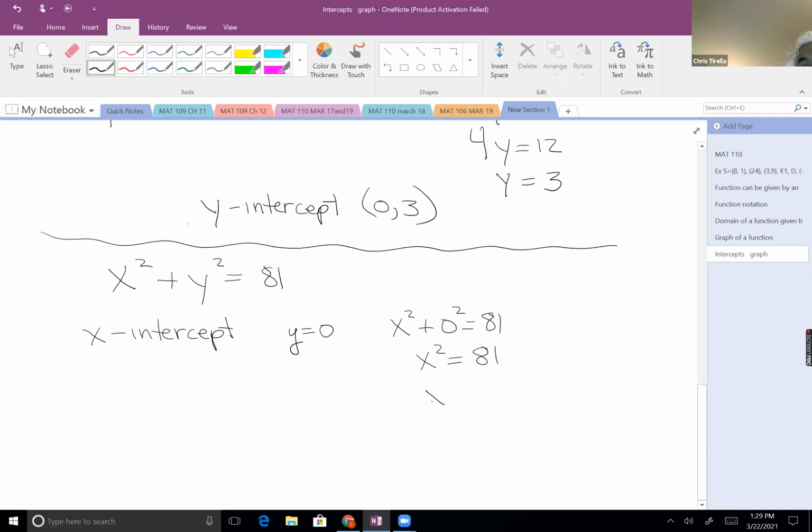But remember, when I take the square root, I have 2 square roots of 81. So it could be 9 or negative 9. So this would have 2 x-intercepts. They'd be the point 9, 0, and the point negative 9, 0.